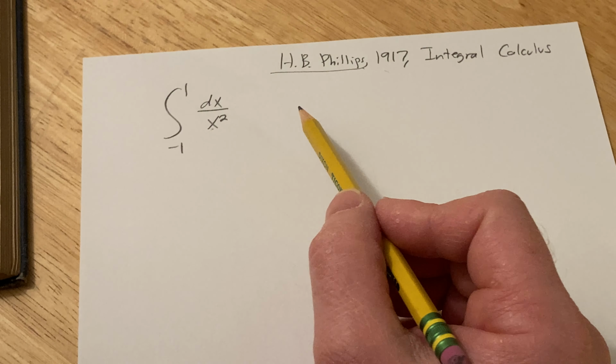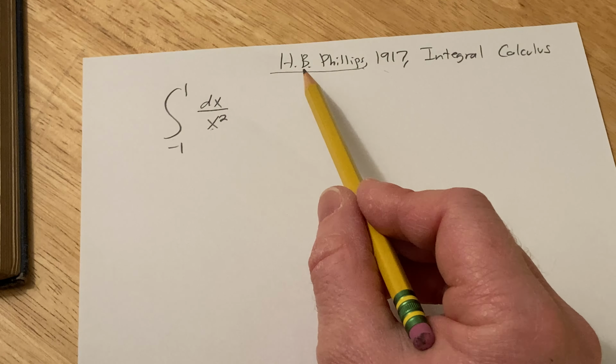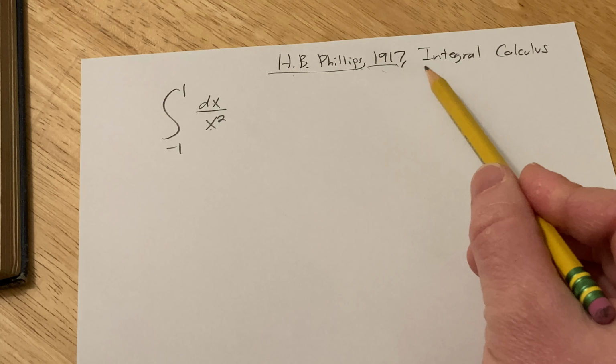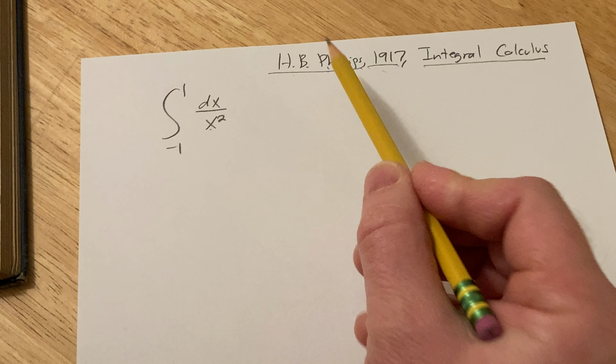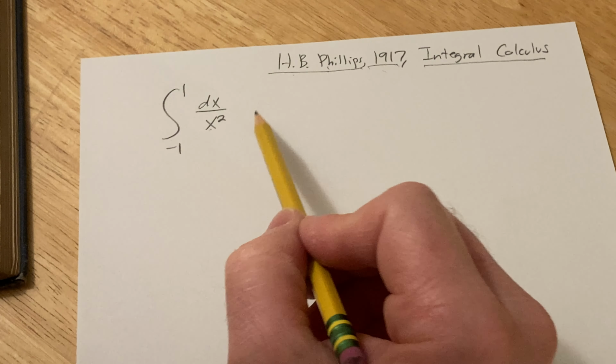Hi, in this problem we're going to work out this integral. This integral is from a book written by H.B. Phillips. He wrote this book in 1917, and the book is called Integral Calculus. He was an assistant professor at MIT. This book should be available for free online on the internet.